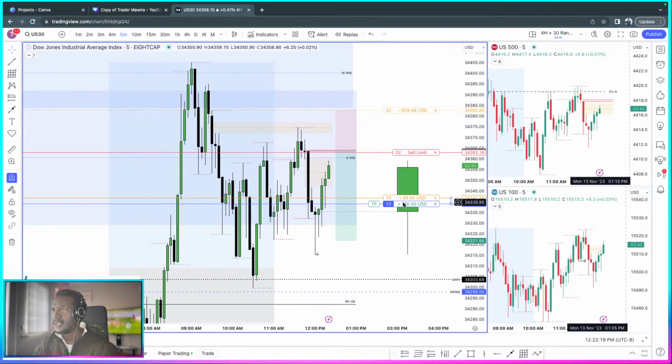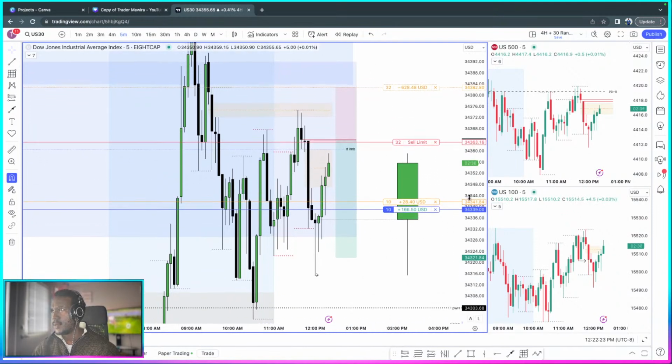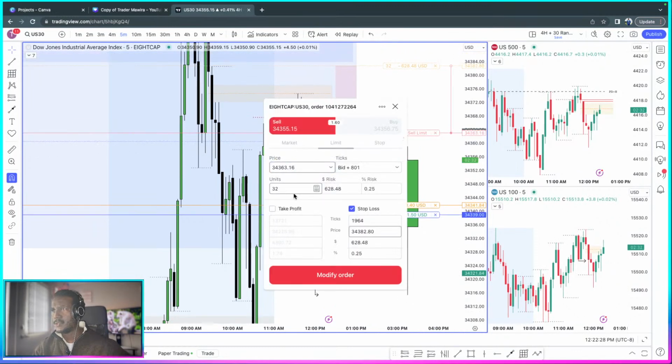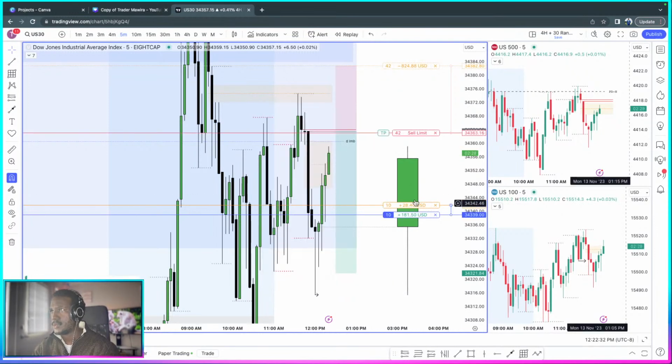I still think my final TP should be, well, sell limit. So this position is still running. Once we get to there, I should close the rest of it. So what will happen? So this should be 42, because I'll be taking off 10 minutes.